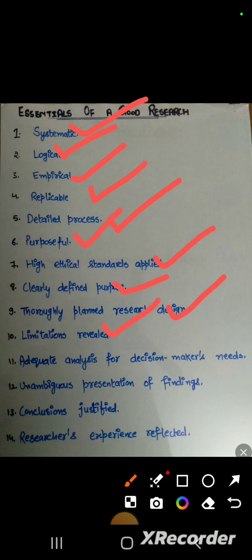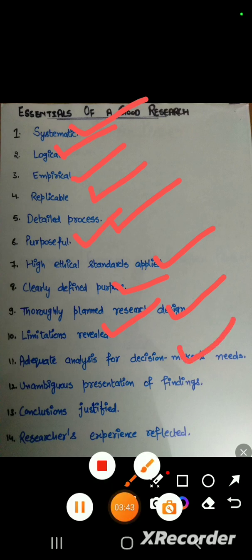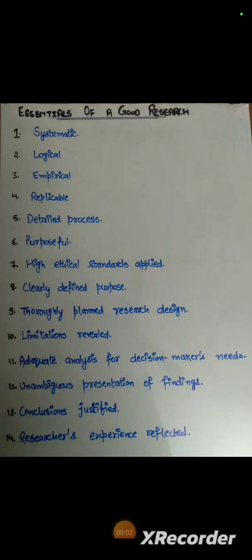Next is limitations revealed. The researcher should report with complete frankness flaws in procedural design and estimate their effects upon the findings. Next is adequate analysis for decision makers' need. This essential states that the analysis of data should be sufficiently adequate to reveal its significance, and the methods of analysis used should be appropriate. The validity and reliability of the data should be checked carefully.